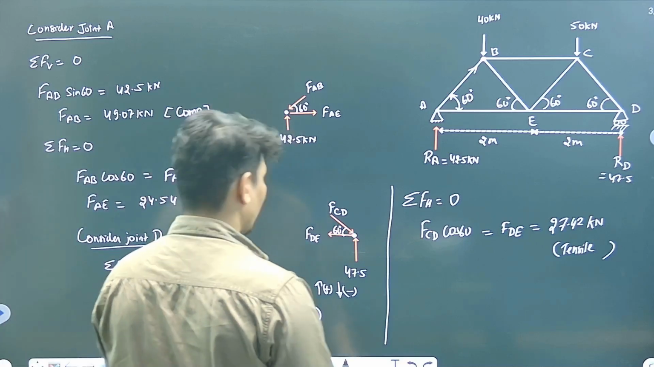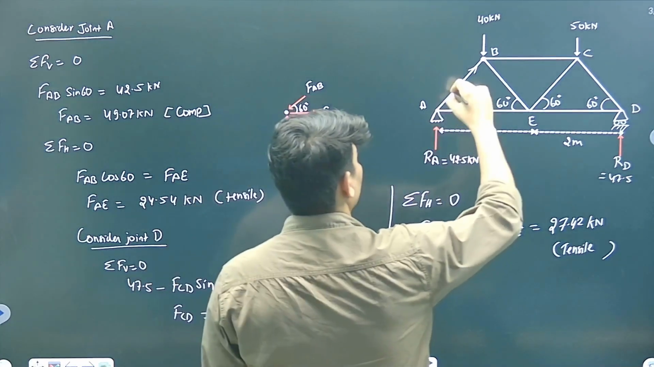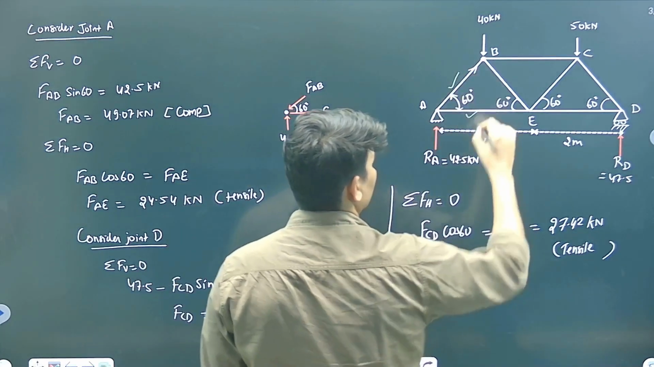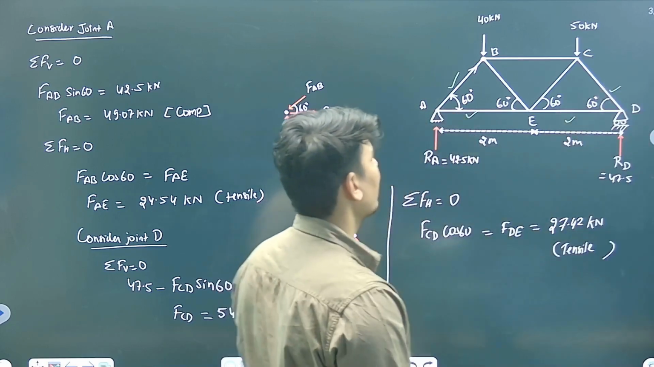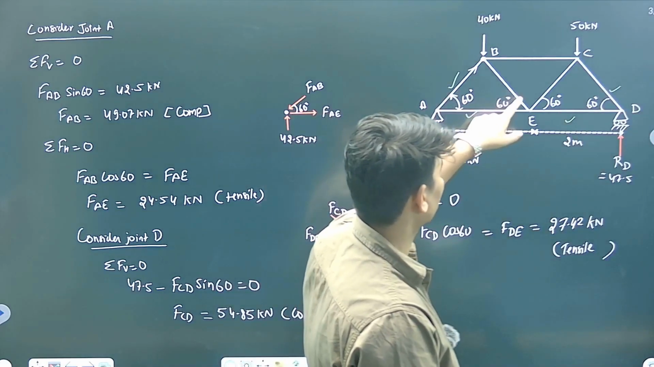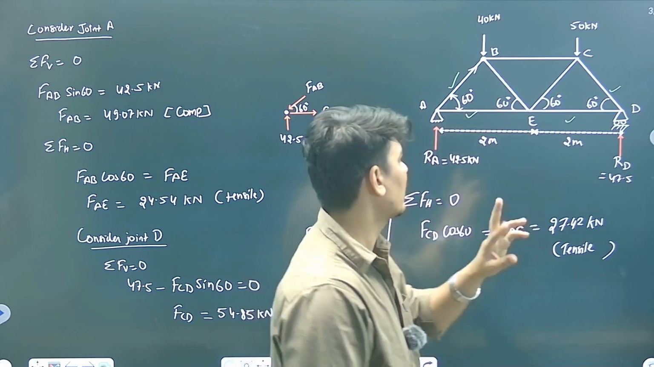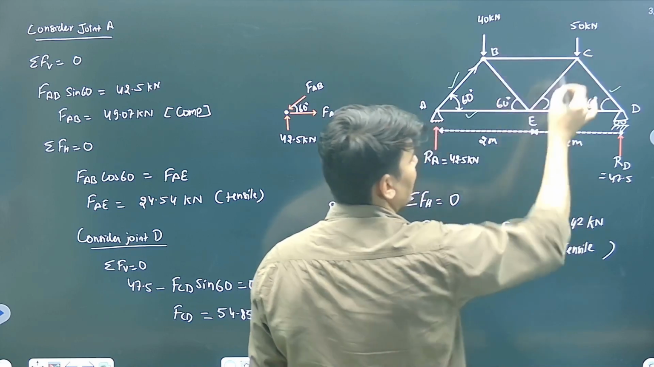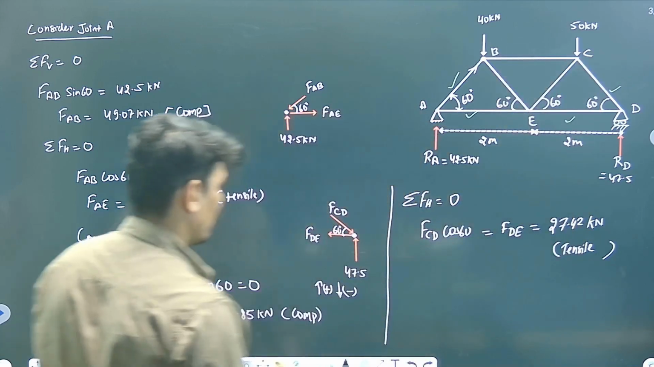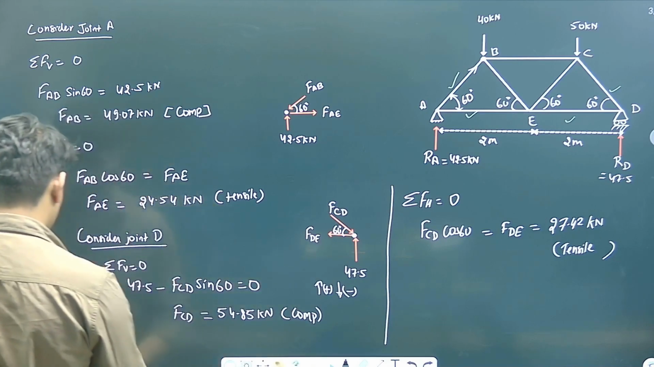Okay. So we have solved 4 members. This is done, this is done, this is done, this is done. How many members are there? 1, 2, 3, 4, 5, 6, 7. 4 have been solved. 3 members left. Which ones? DE, CE, and BC. Got it? Now move forward.